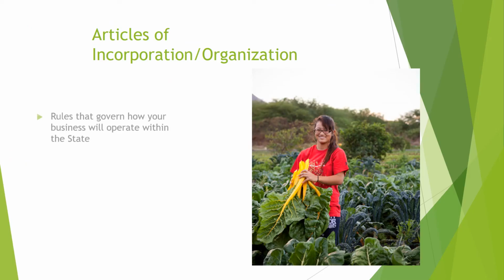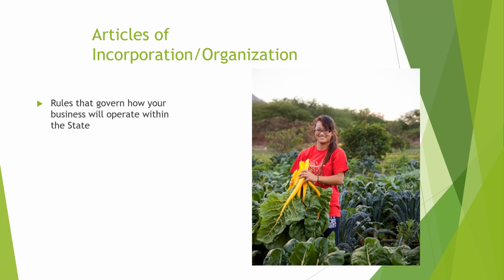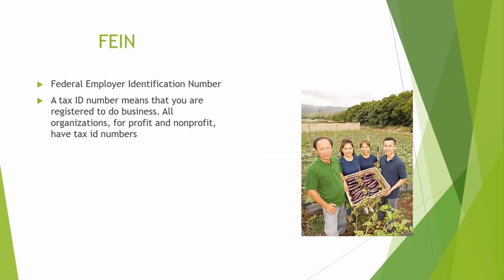Okay, some other things you're going to need: articles of incorporation. This varies on the type of business, but it's basically rules that govern how your business will operate within the state. And as we already mentioned, an FEIN for any business other than a sole proprietorship. So this is a tax ID number. It means that you are registered to do business. All organizations, either for-profit or non-profit, have tax ID numbers.